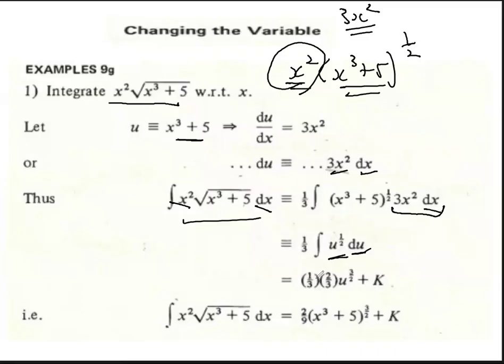You add 1 to the power, it becomes 3/2, and you divide the 1/3 by 3/2, which is the same as multiplying by 2/3, right? And you multiply that, you get 2/9. You replace back u with x cubed plus 5, and then put back the power plus k, right? So what you were able to do, you were able to integrate this very complex thing in terms of u.